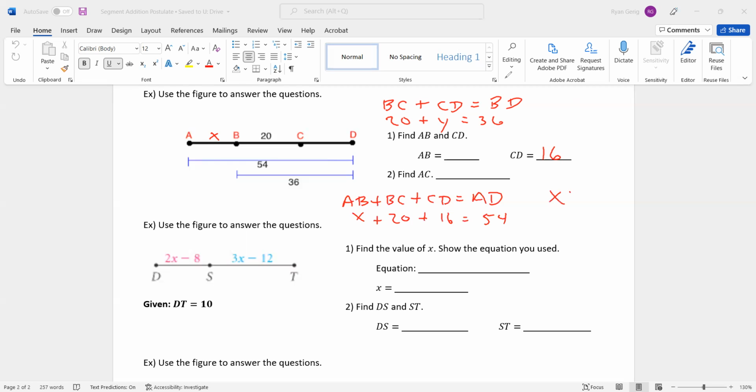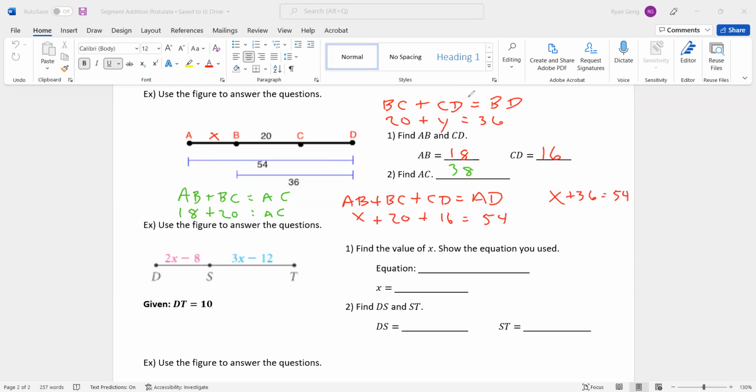20 plus 16 is 36. Subtract it, and you should get 18. So AB is 18. Now you can find AC, right? Because AB plus BC equals AC. Well, AB I just found, it was 18. BC is 20 equals AC, which is 38. All right, so that was a pretty good use of segment addition postulate there.